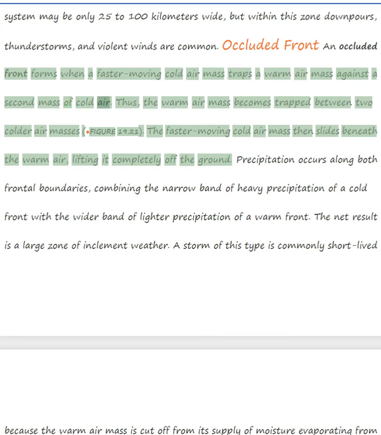Occluded front. An occluded front forms when a faster-moving cold air mass traps a warm air mass against a second mass of cold air. Thus, the warm air mass becomes trapped between two colder air masses. The faster-moving cold air mass then slides beneath the warm air, lifting it completely off the ground.